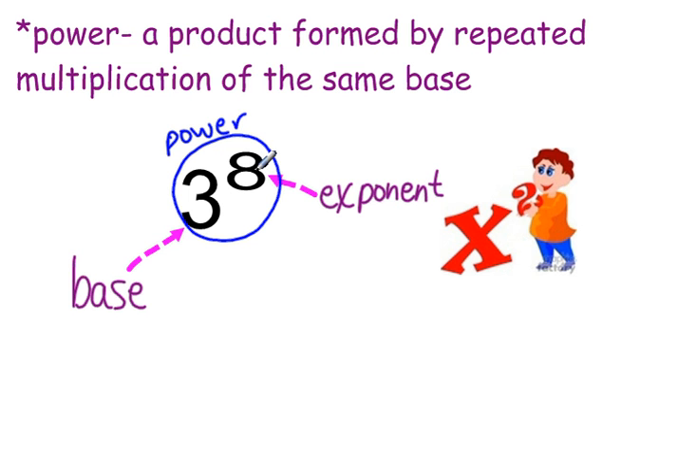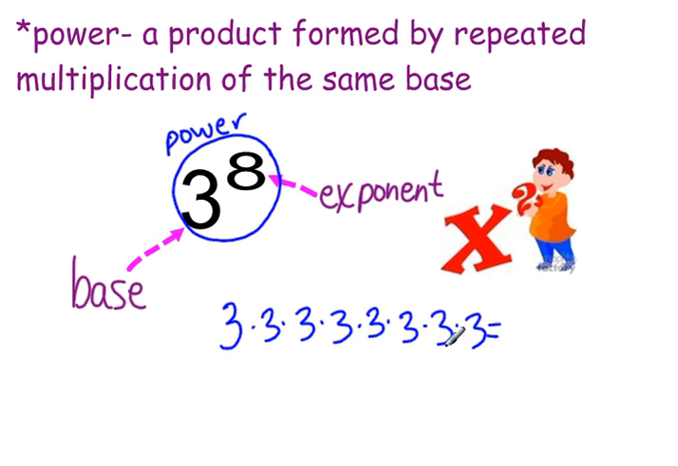Now, sometimes people call up here this exponent power because we would say 3 to the 8th power. And so those two words, power and exponent, often are used interchangeably. So what this expression means is 3 multiplied by itself a total of 8 times. A power is a product formed by repeated multiplication of the same base. So what this looks like is 3 times 3 times 3 times 3. There's 4, 5, 6, 7, 8.